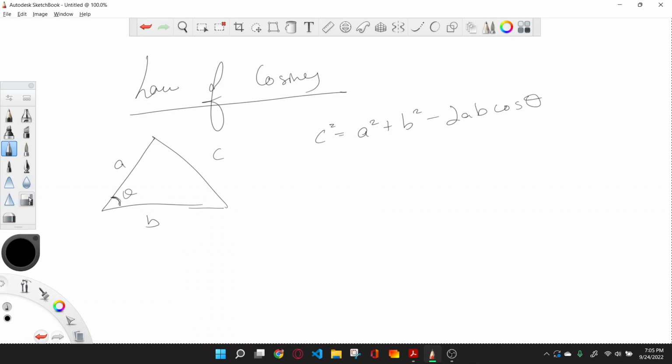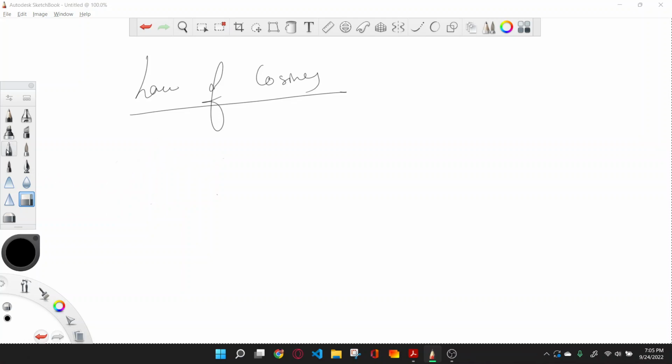Okay, so in this video, we're going to go over the derivation of this formula. I'm just going to draw a bigger triangle so it's easier to work with. Okay, close enough. So this is A, this is B, and this is C. Okay, and this is theta.